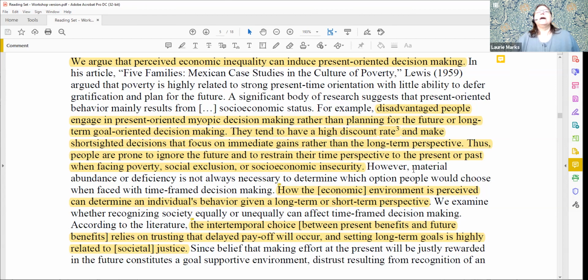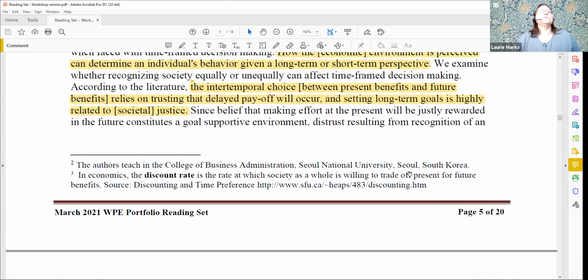They tend to have a higher discount rate and make short-sighted decisions that focus on immediate gains rather than the long-term perspective. Thus, people are prone to ignore the future and to restrain their time perspective to the present or past when facing poverty, social exclusion, or socioeconomic insecurity. So one phrase I just read, discount rate, is another one that's defined in the footnotes.